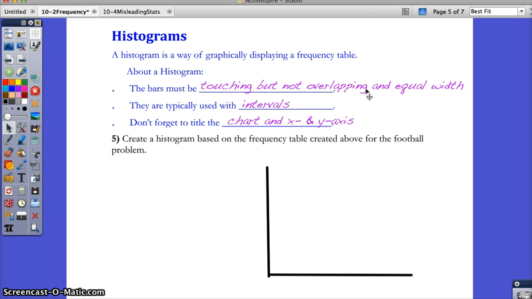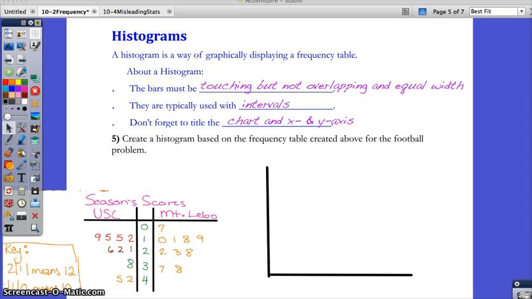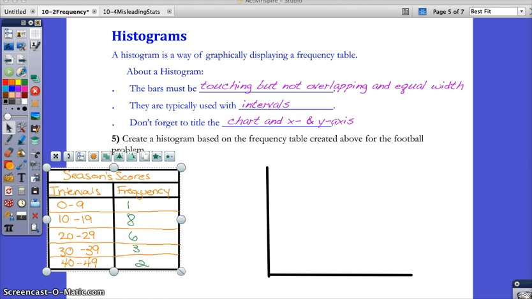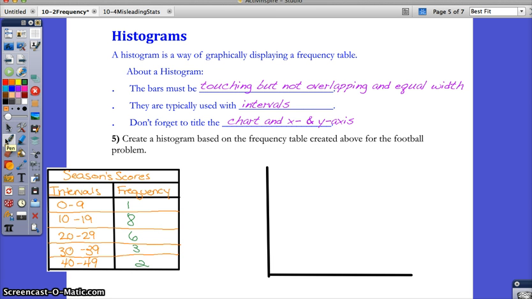So using our frequency table, and you have yours right above, we're going to put this into a histogram. I'm going to get my frequency table right next to it. Oops, sorry, that's the wrong one. Let me get my frequency table. All right, so here's our frequency table that we just came up with. We're going to put this into a histogram. We're still talking about the season scores from USC and Mount Lebanon, so let's title first. I like to do that first just so that we don't forget it.